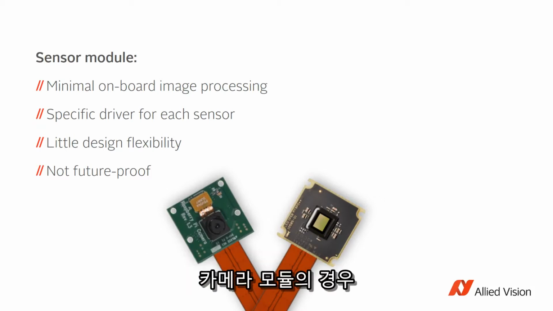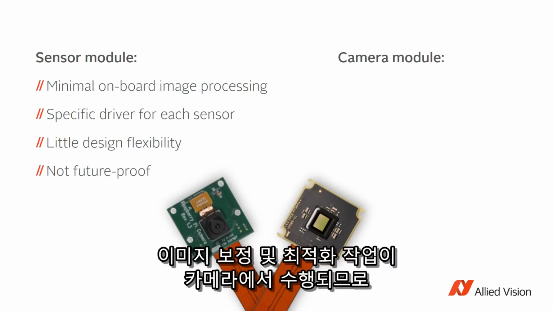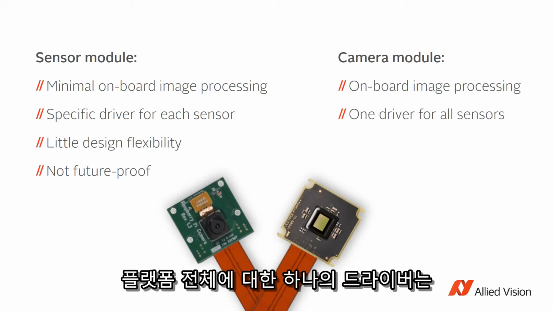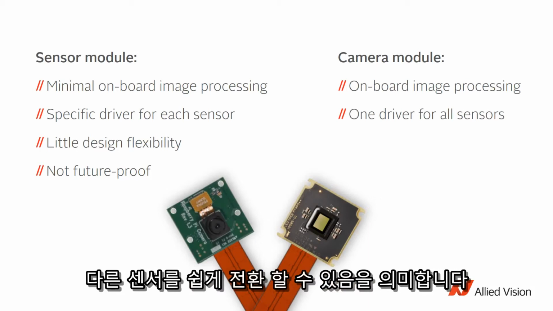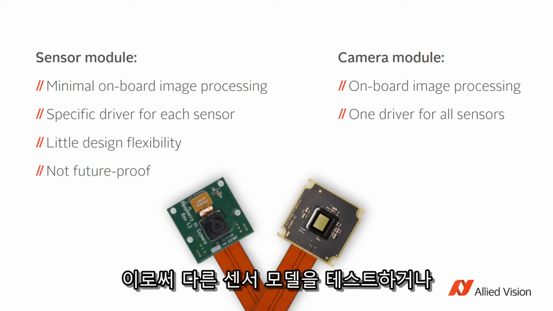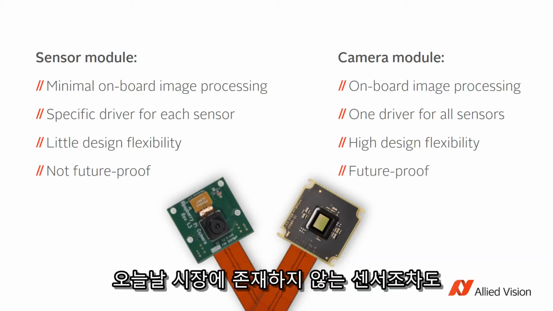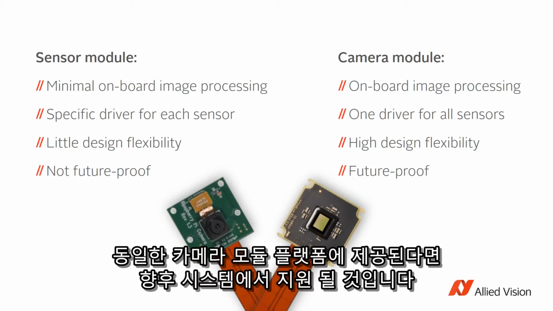With the camera module, image correction and optimization tasks are performed on board the camera, which frees CPU capacity on the host side. One driver for the whole platform means you can easily switch between different sensors. This gives you much more flexibility to test different sensor models, offer different sensor options of your system, or upgrade it in the future. Even sensors that do not exist on the market today will be supported by your system in the future if they are offered on the same camera module platform.